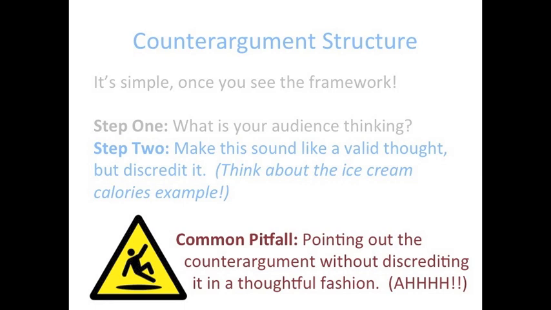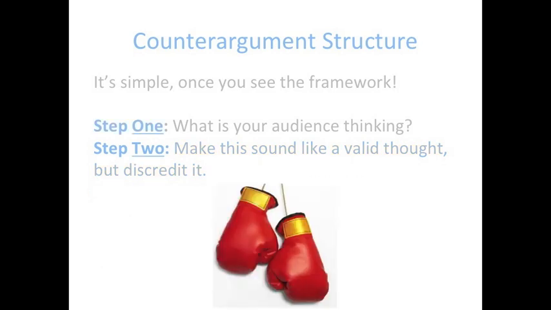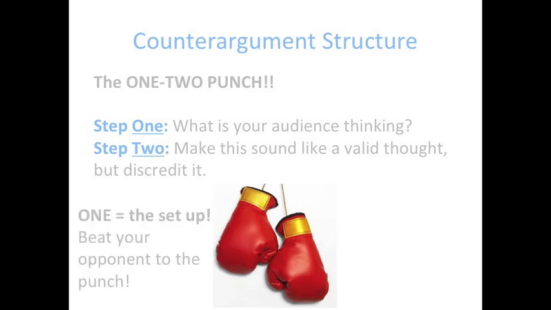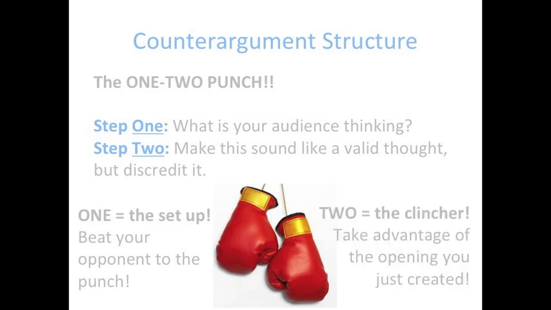Super important. I like to think of this as a 1-2 punch, right? That's what helps me to really remember this counter-argument structure. Punch number 1, that is the setup. You beat your opponent to the punch. You know what they're about to throw at you, and before you give them the chance to do it, you beat them to the punch. And then punch number 2, that is the clincher. That is where you take advantage of the opening you just created with the first punch, and you just drive it home.